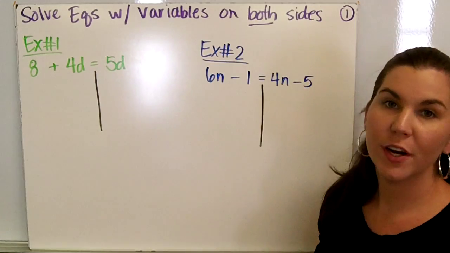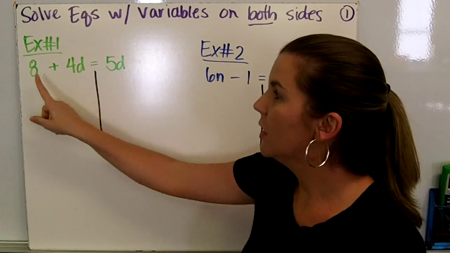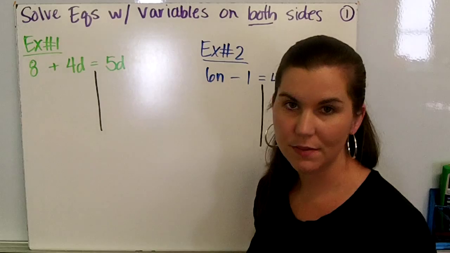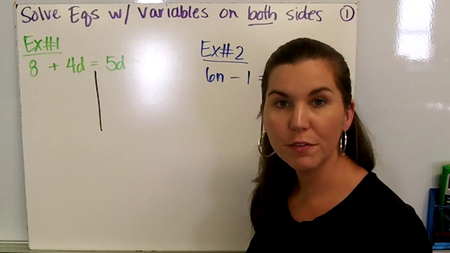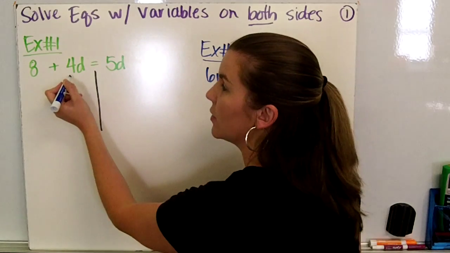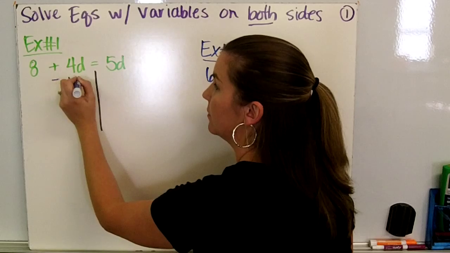Solve equations with variables on both sides. Example number 1. Here I have 8 plus 4d equals 5d. You can see that d is on both sides of the equal sign. I need all of the variables on one side of the equation. I'm going to subtract 4d from both sides. It's added, so the opposite would be to subtract.